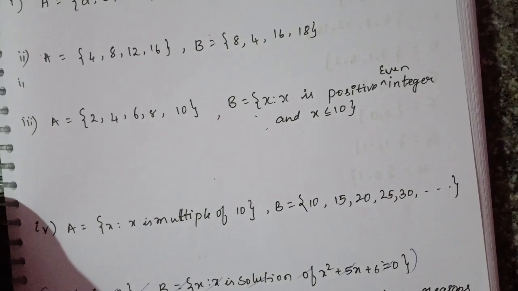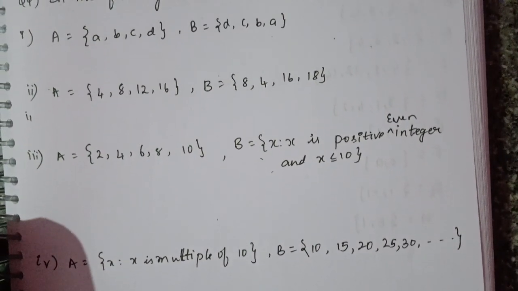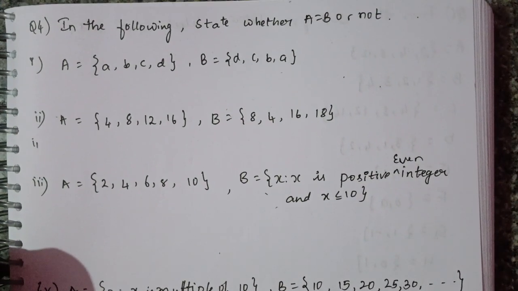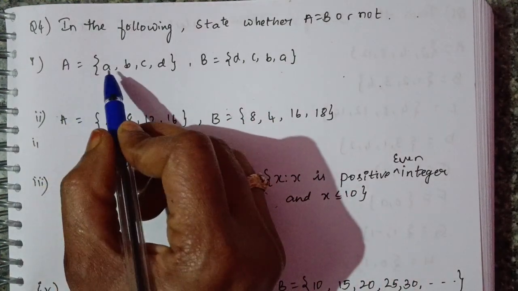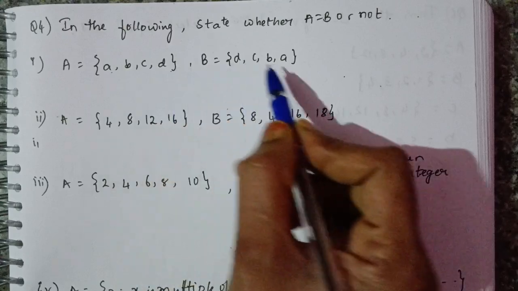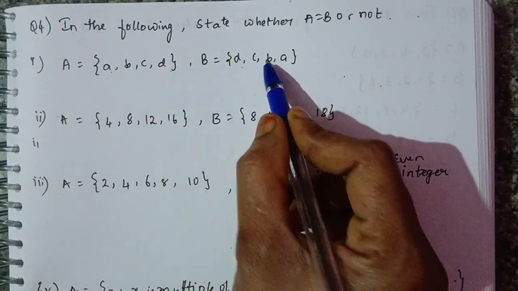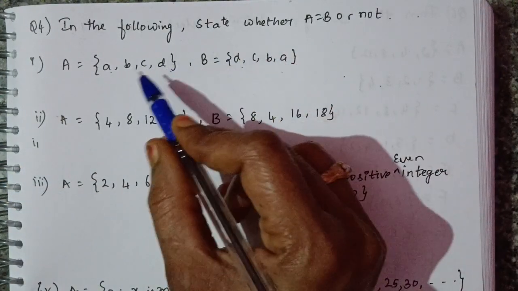Question number 4. In the following, state whether A is equal to B or not. Equal sets mean whatever elements are in A, there should be the same elements in B also. That we call an equal set. Now see, in set A, what is there? A, B, C, D is there. Here also D is there, C is there, B is there, A is there.